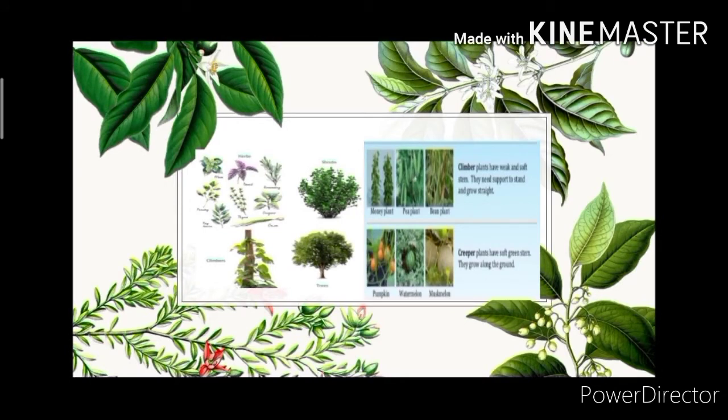On the basis of the types of plant, generally two types of plant are seen. First is climber and second is creeper. Climber plants are those which have a weak and soft stem. They need support to stand and grow straight. That is known as climber, for example, your pea plant and money plant. And creepers are those plants which have a soft green stem. They are known as creepers. The best examples are pumpkin and watermelon.